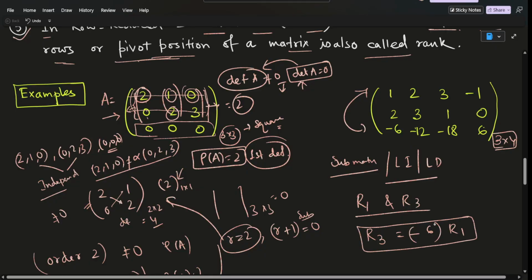That means these two rows, R1 and R3, are linearly dependent, and R1 and R2 are linearly independent. That is, we get two linearly independent rows here. And if we get two linearly independent rows, then we can also say that the rank of this matrix A is again equal to 2. So from this concept, you can also say that this is again a rank 2 matrix.